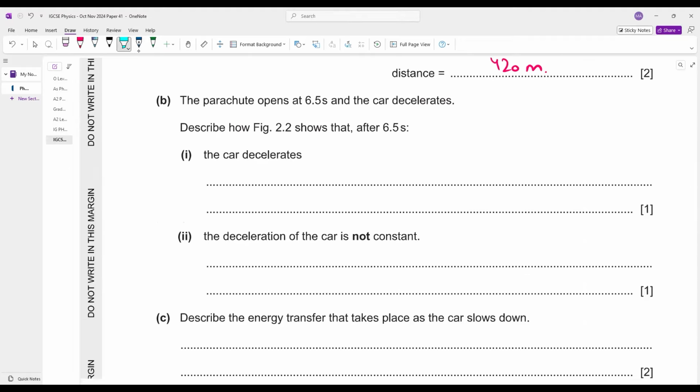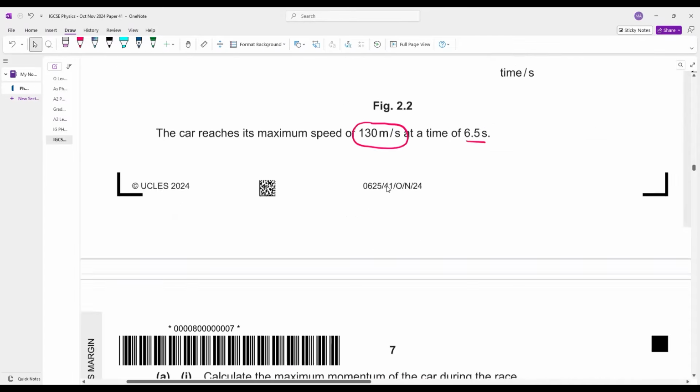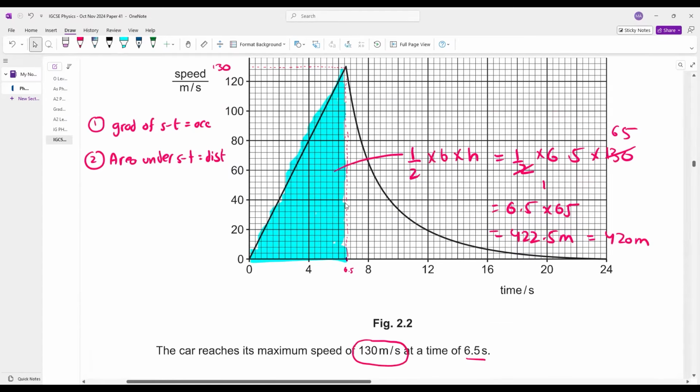The parachute opens at 6.5 seconds and the car decelerates. Okay. Describe how figure 2.2 shows that after 6.5 seconds the car decelerates. बेटा हमने बताना है कि फिगर 2.2 हमें किस तरह बता रहा है कि after 6.5 seconds the car is decelerating. Do you remember the gradient of a speed time graph is equal to acceleration? Can you realize after 6.5 seconds you have a negative gradient? That means you are decelerating. यहाँ पे 6.5 seconds के बाद you have a negative gradient if you draw tangents here to the curve.